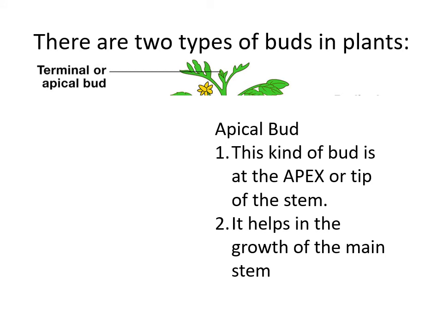Look at the apical bud and the axillary bud again. Now, the terminal or apical bud is the bud at the apex or tip of the stem. It helps in the growth of the main stem. I repeat, the apical bud is the bud at the apex or tip of the stem, and it helps in the growth of the main stem.